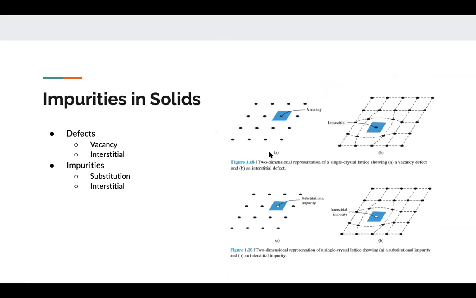There are different impurities that can occur inside these lattice structures. There are 4 main ones that people talk about. The vacancy, which is when an atom is missing from the lattice structure.